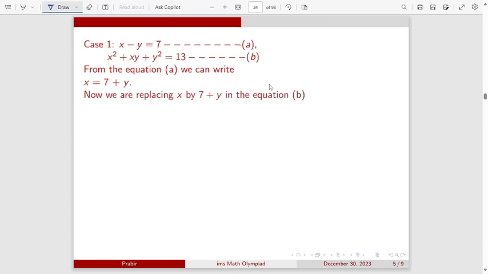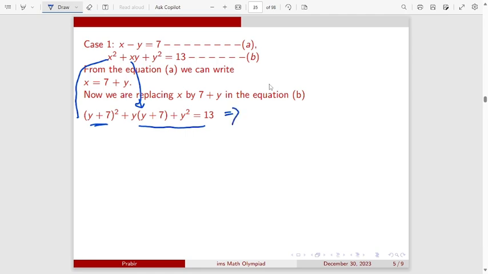So what we are going to do? Here is x square, here is x. So we want to replace this with 7 plus y and try to rewrite equation B. Then we are getting y plus 7 whole square, because from this x and from this x we are writing y plus 7, and the rest of the thing as it is. So now if we simplify this one, it will become y square plus 14y plus 49 plus y times y, it means y square, y times 7 means 7y plus y square.